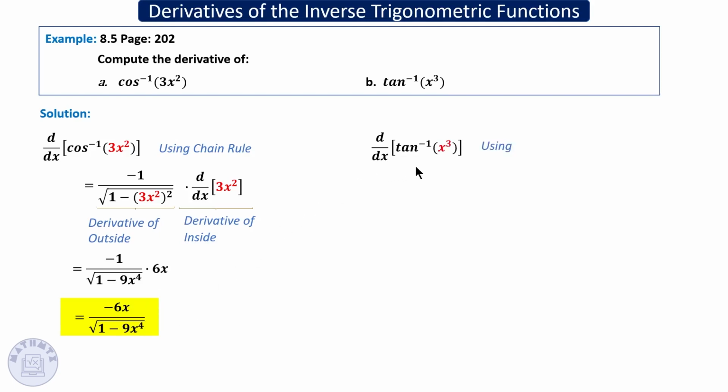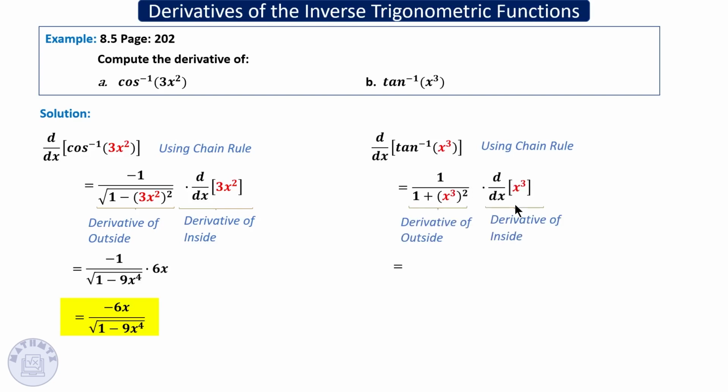With the second question, just use the formula. So 1 over 1 plus the angle squared. This is the derivative of tan inverse, times the derivative of the angle. And this can be simplified like so. And the multiple choice will look in the simplest form like so.